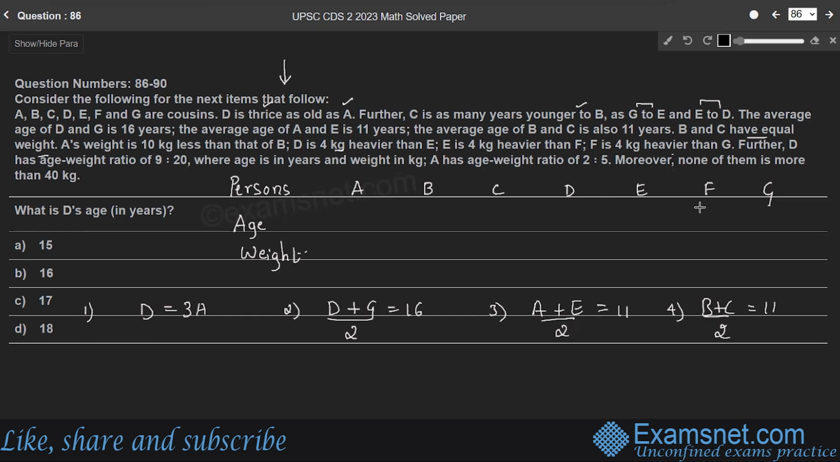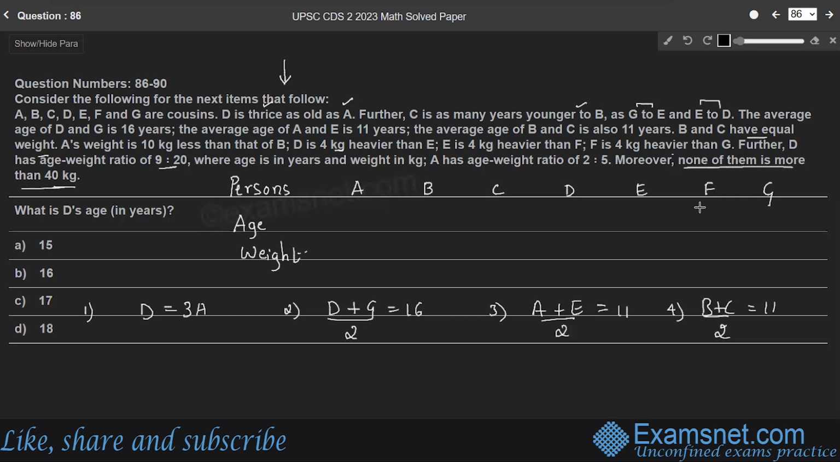F is 4 kg heavier than G. Further, D has age weight ratio of 9 is to 20 where age is in years and weight in kg. A has age weight ratio 2 is to 5. Moreover, none of them is more than 40 kg. This is very important. None of them is more than 40 kg, right?